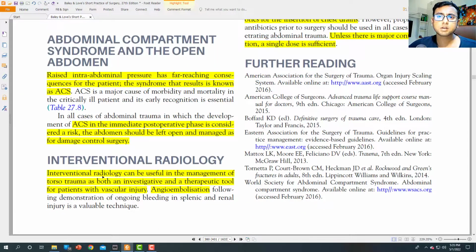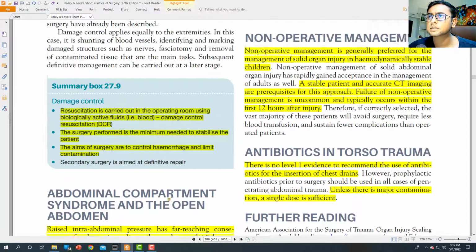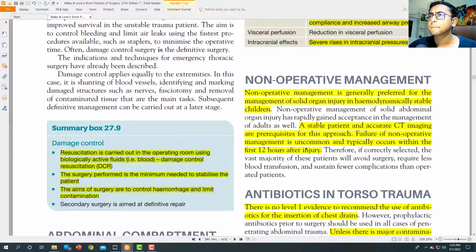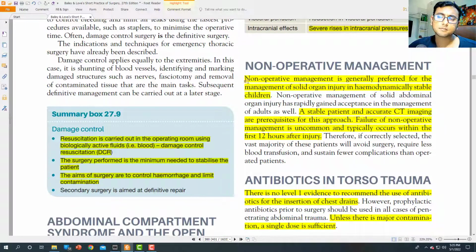Interventional radiology can be useful in the management of torso trauma, as both an investigative and therapeutic tool, in patients with vascular injury and for embolization. Following demonstration of ongoing bleeding, it is a valuable technique in splenic and renal injury. Now non-operative management. Non-operative management is generally preferred for solid organ injury in a stable patient.